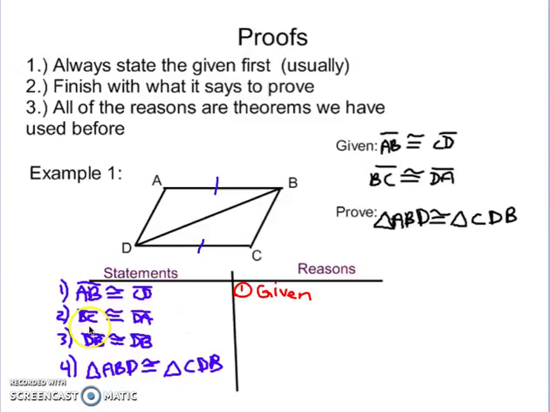For our second statement here, it states that segment BC is congruent to segment DA. So again, segment BC is congruent to segment DA, which we have marked there. And for our reason, again, we are going to state given because those were both given to us over here.